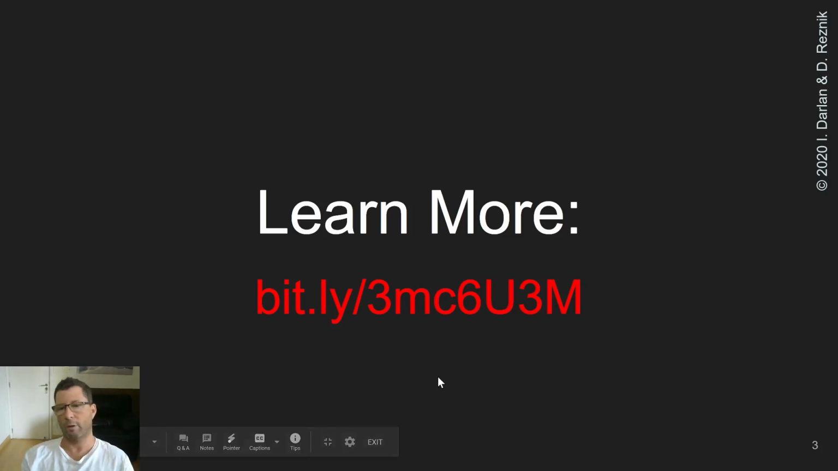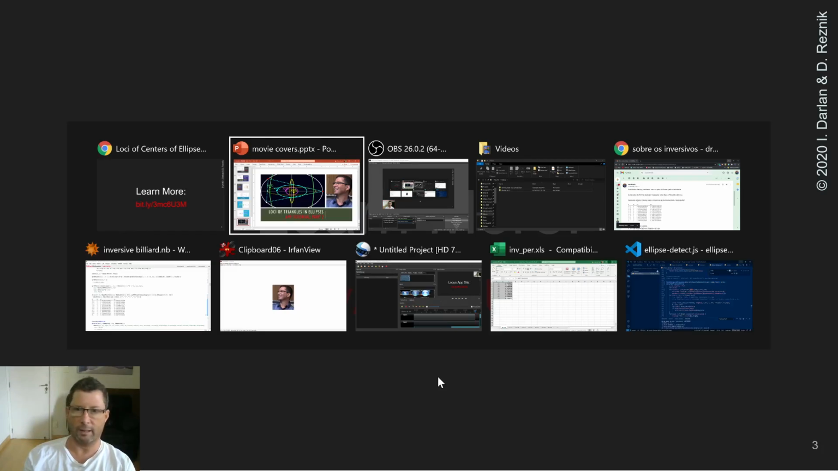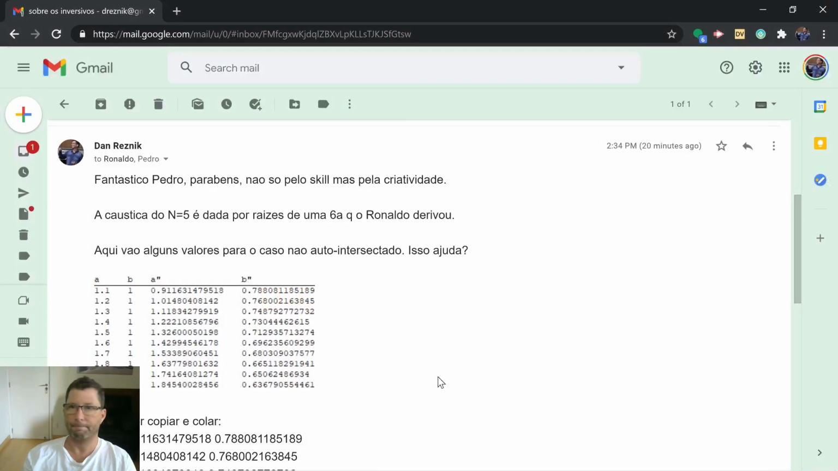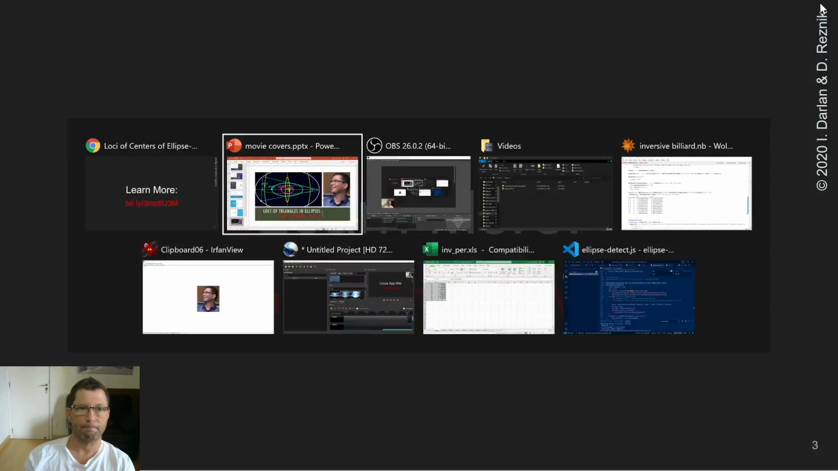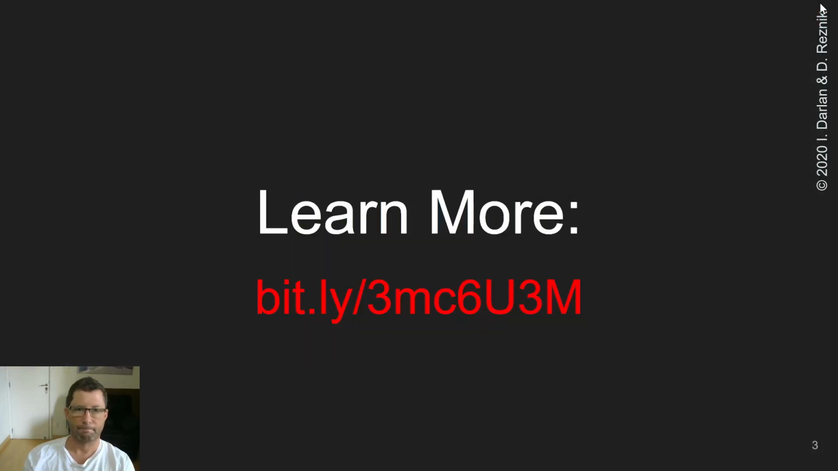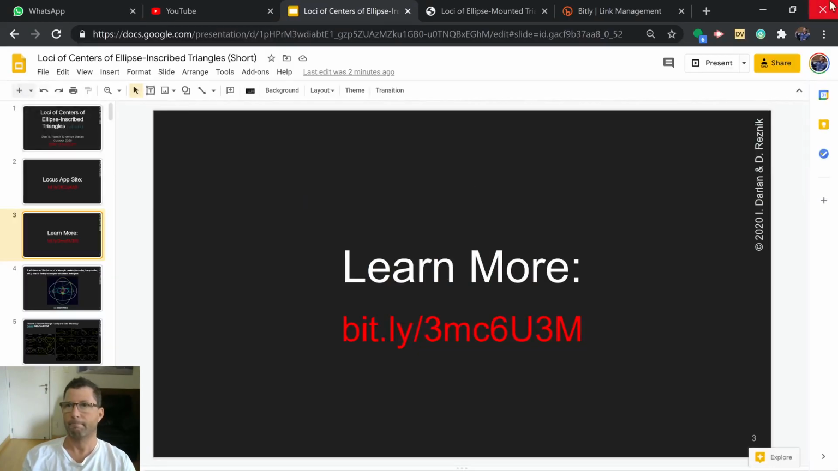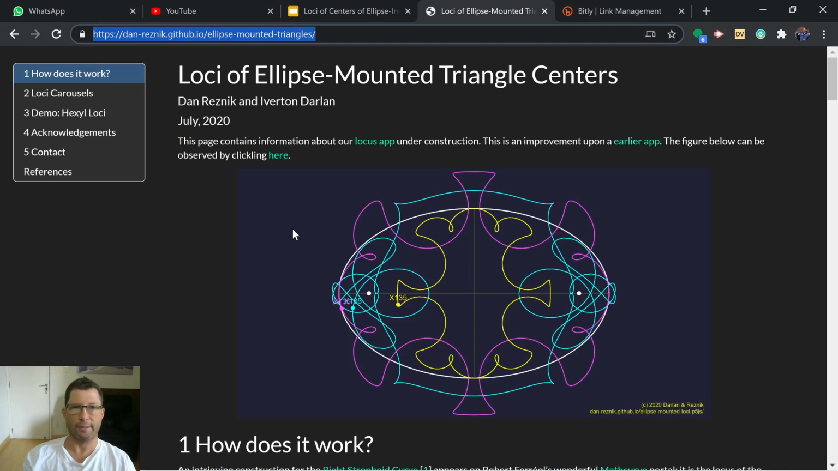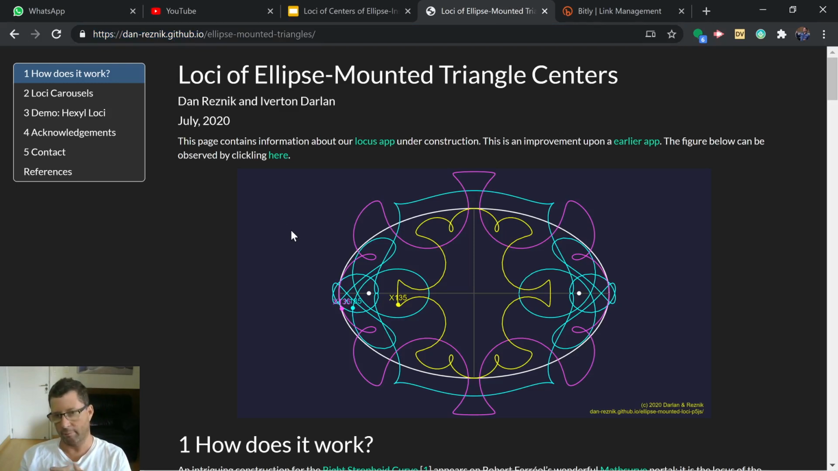Another thing that we have is a site where you can learn more about the principles underpinning the simulation that we're about to see. So if we go to this Learn More site, there it is. We actually go down one level of detail and we explain how loci are computed.